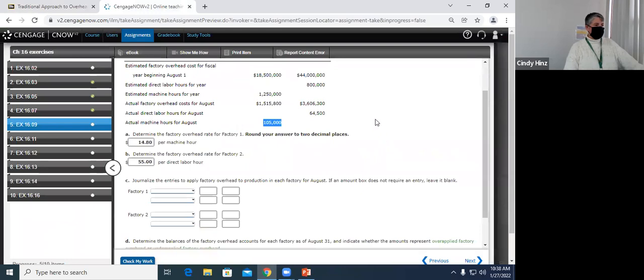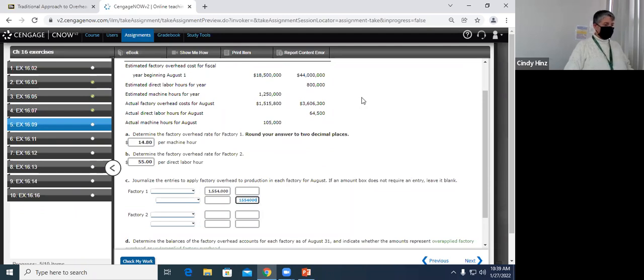So for factory 1, they use machine hours as their cost driver. Their actual machine hours for August were 105,000 hours. And we had calculated in advance that we were going to apply $14.80 to each one of those machine hours. 105,000 actual machine hours times $14.80, our budgeted rate, gives us a total of $1,554,000. We move it out of the factory overhead account and into work in process.